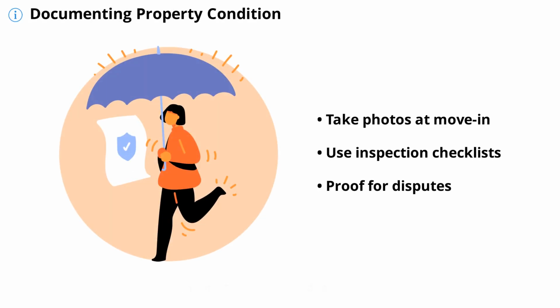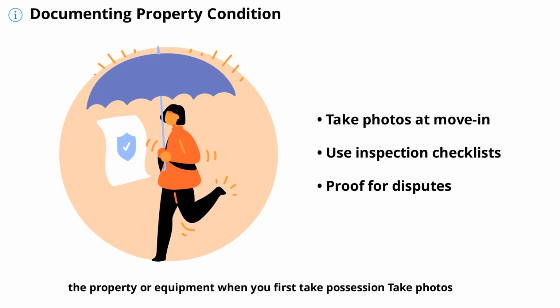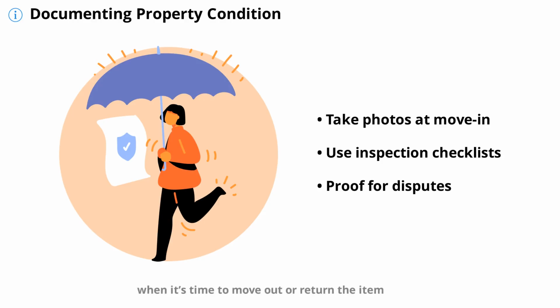To protect your security deposit, it's a good idea to document the condition of the property or equipment when you first take possession. Take photos, make notes, and ask the owner to sign off on an inspection checklist. This documentation can help resolve disputes later and prove that any damage was pre-existing. Being thorough at the start can save you headaches when it's time to move out or return the item.